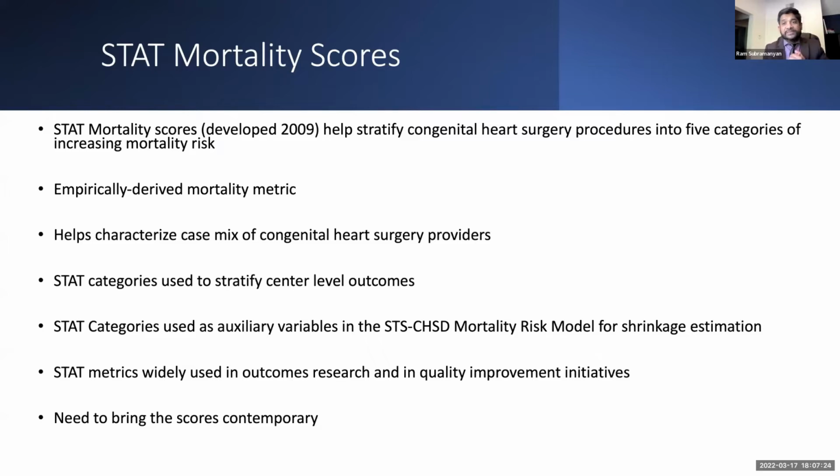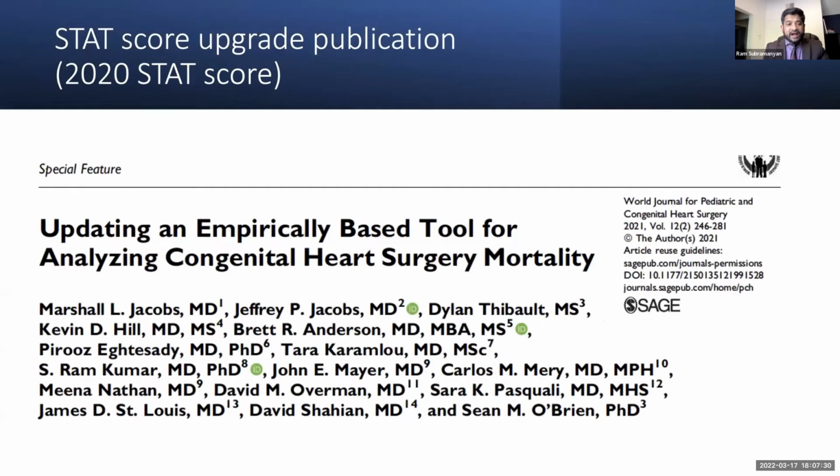Next slide, please. To that effort, a large STS ANP project was undertaken, and the data are presented in this paper that's shown on this slide. The lead author is Marshall Jacobs. Marshall and the group, and I was privileged to be part of this group, presented their work on updating the empirically based tool for analyzing congenital heart surgery mortality.